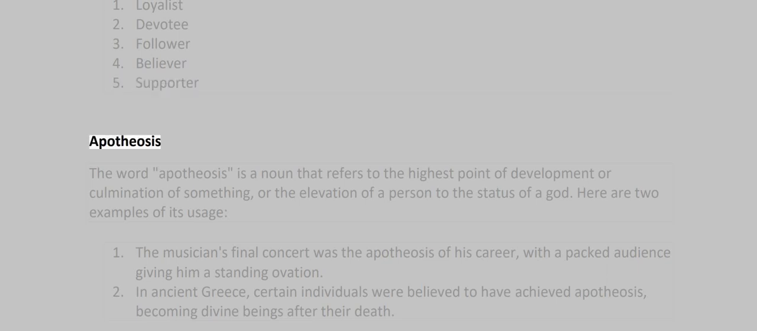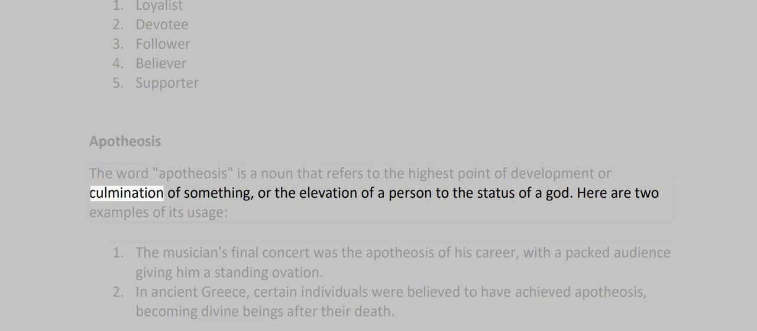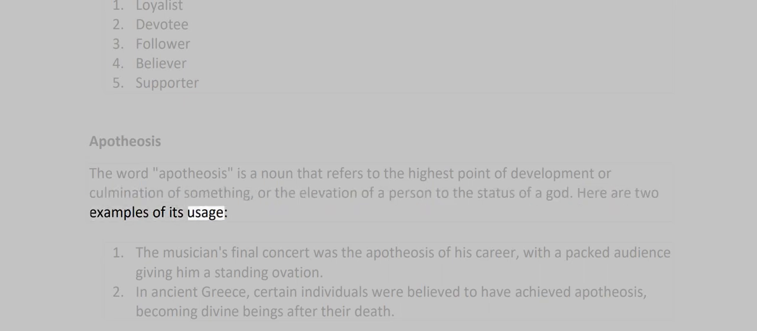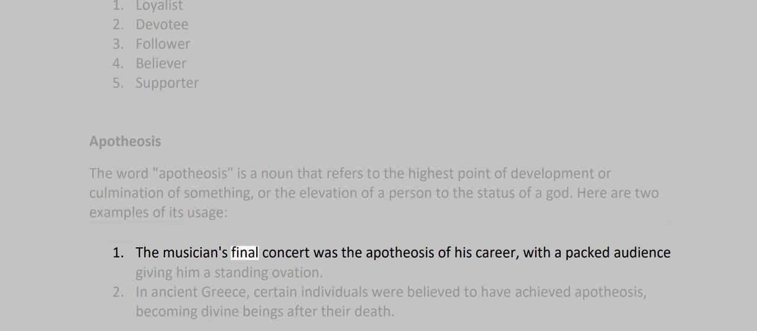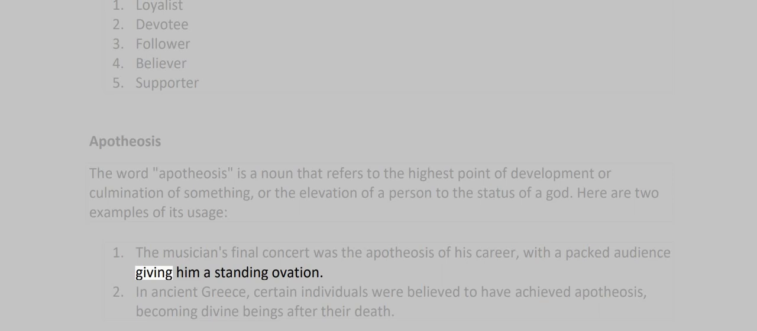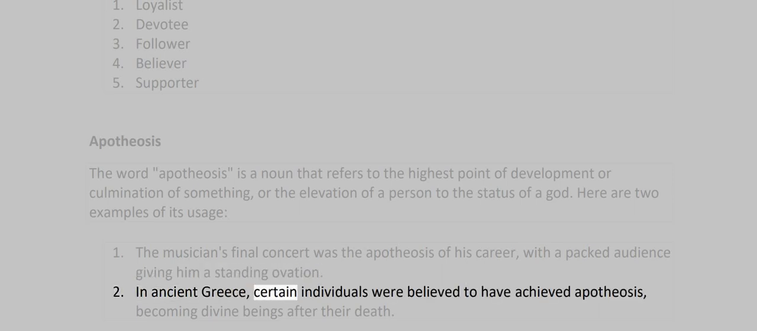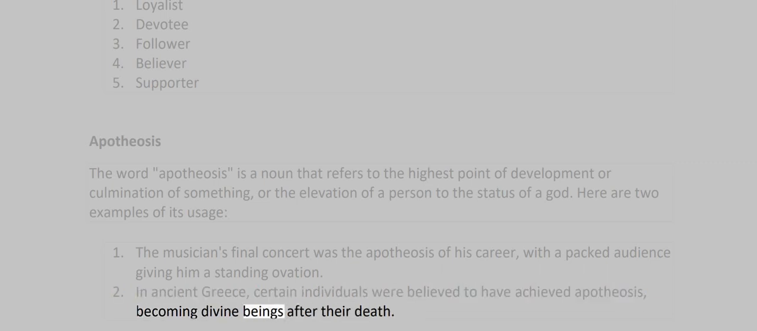Apotheosis. The word apotheosis is a noun that refers to the highest point of development or culmination of something, or the elevation of a person to the status of a god. Here are two examples of its usage. 1. The musician's final concert was the apotheosis of his career, with a packed audience giving him a standing ovation. 2. In ancient Greece, certain individuals were believed to have achieved apotheosis, becoming divine beings after their death.